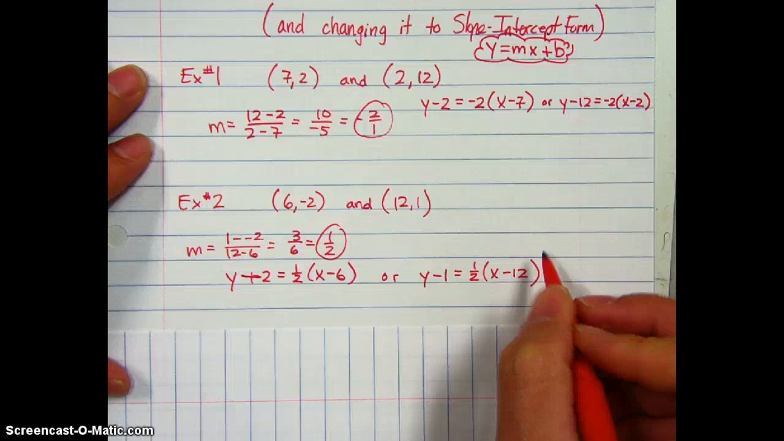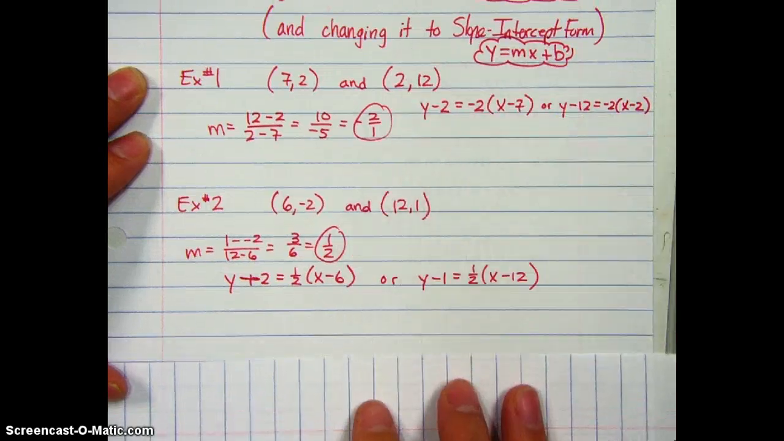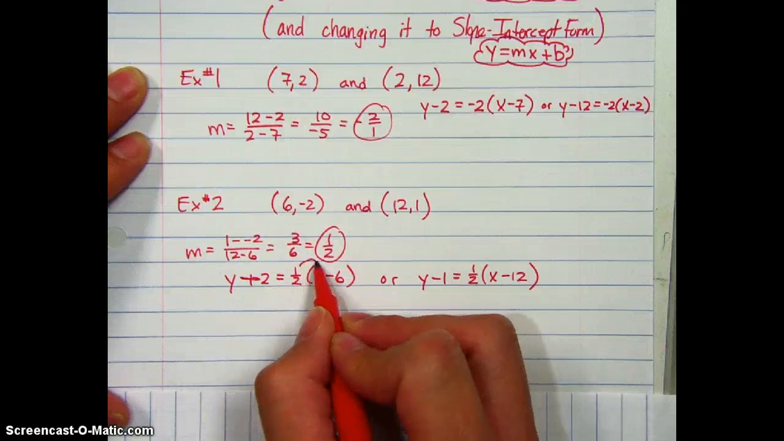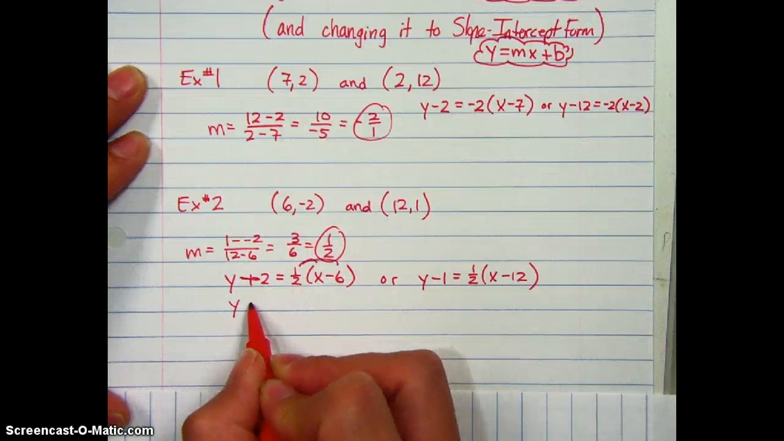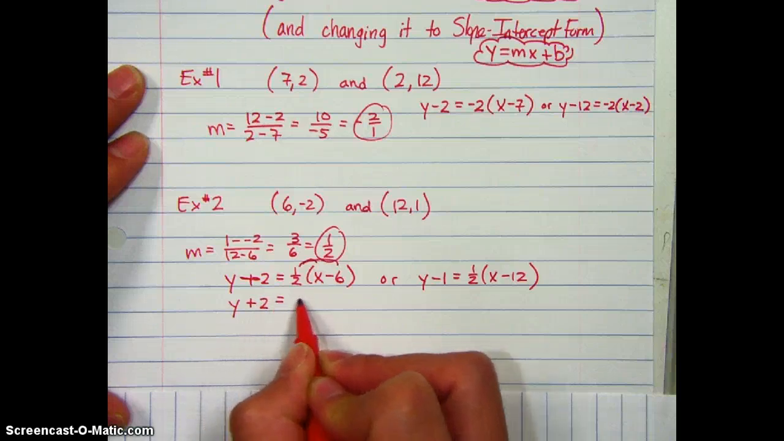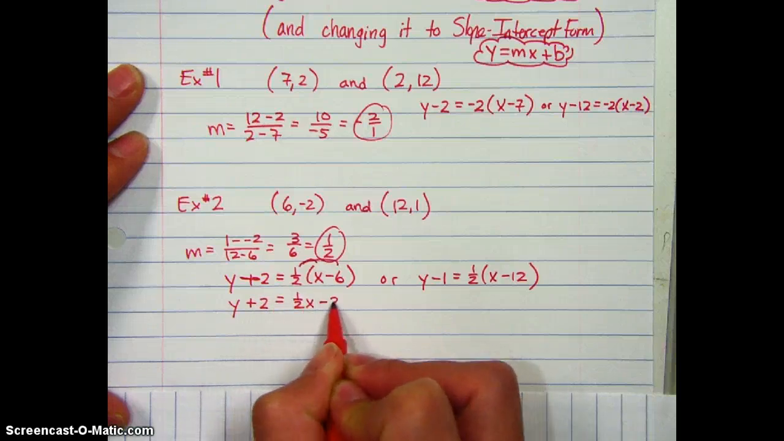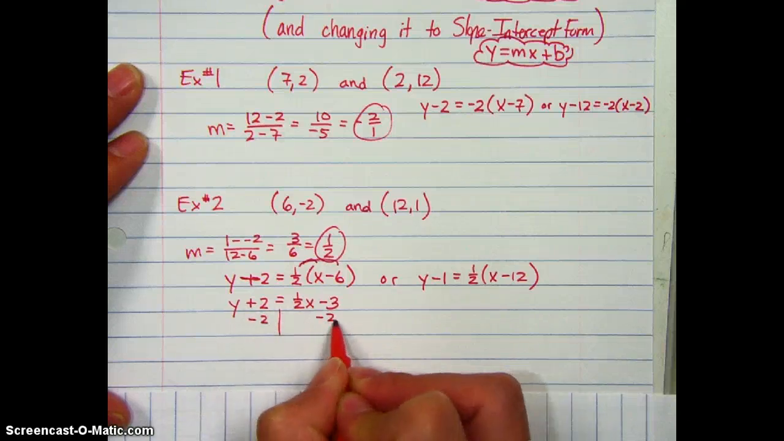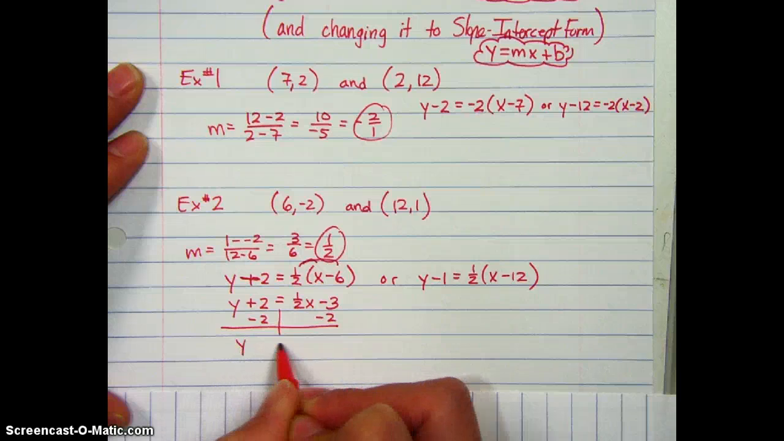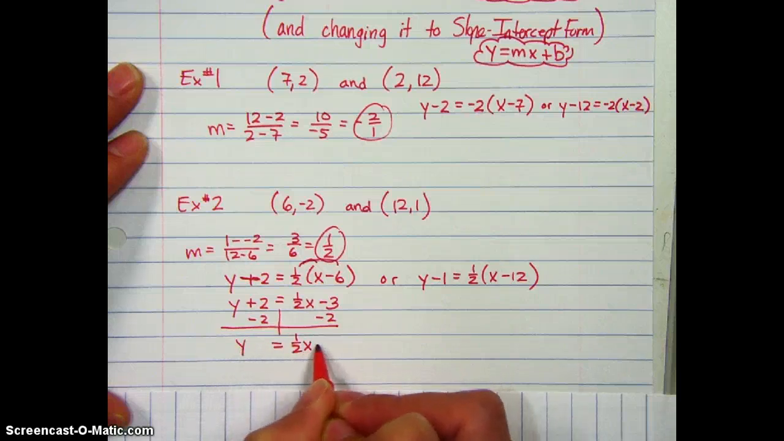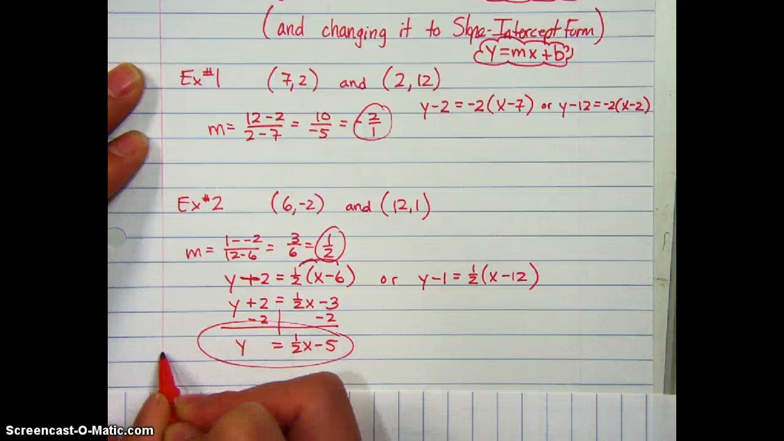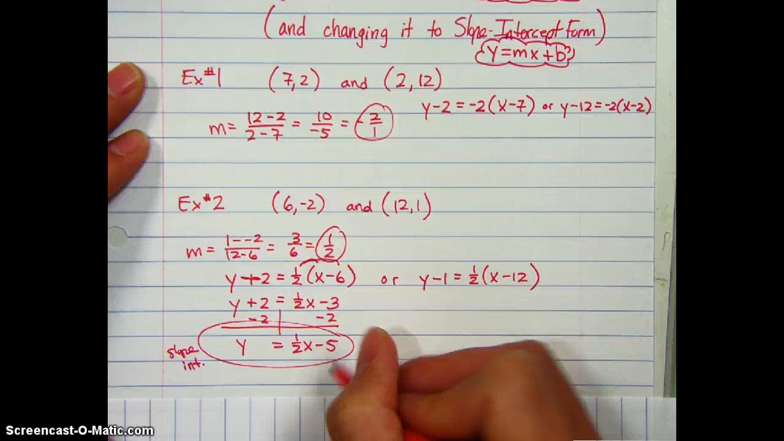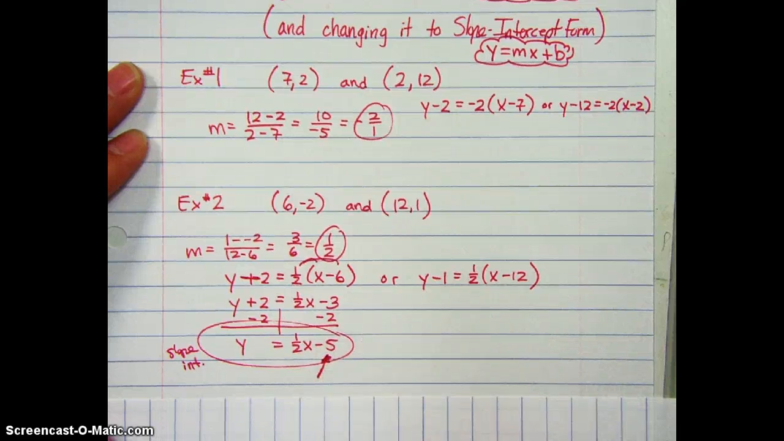Now what I'm going to do is I'm going to show you how to change it to slope intercept form. This is point slope form. Okay, so really easy. What you do is just distribute. It's about the only thing that you could do. So I get y plus 2 equals 1/2 x minus 3. And then to get y by itself, all I have to do is subtract 2 on both sides. If I do that, I get y equals 1/2 x minus 5. And that is called slope intercept form. Right? And that's helpful because that tells us where the line began on the y-intercept.